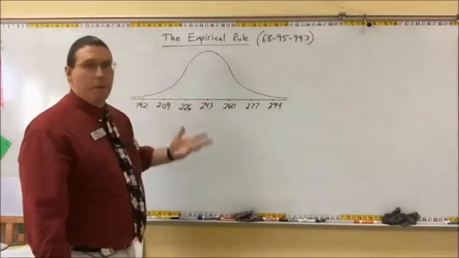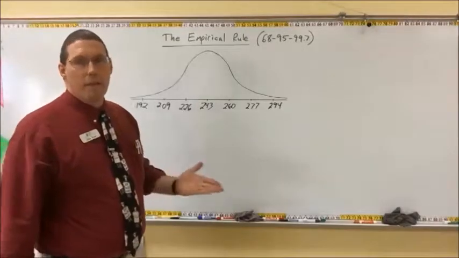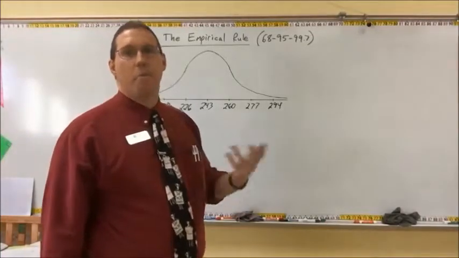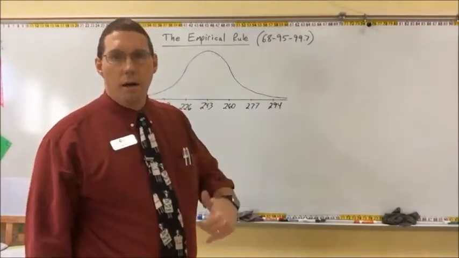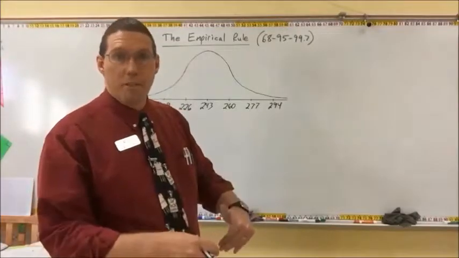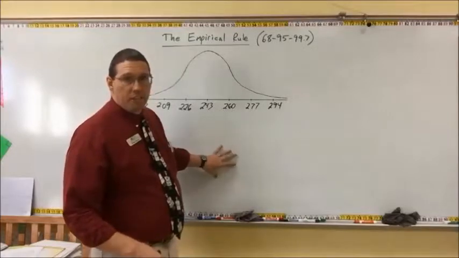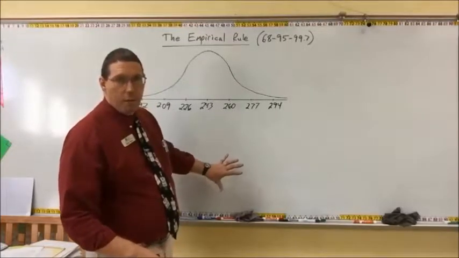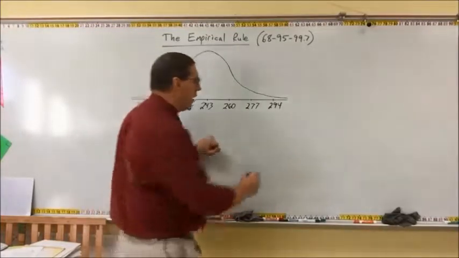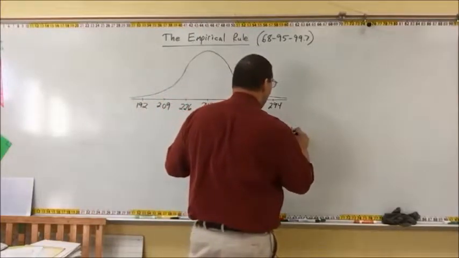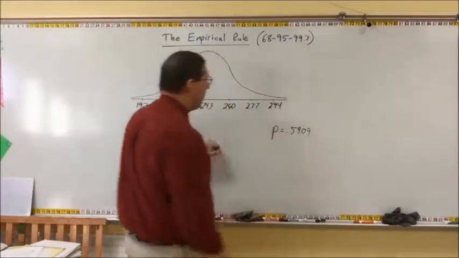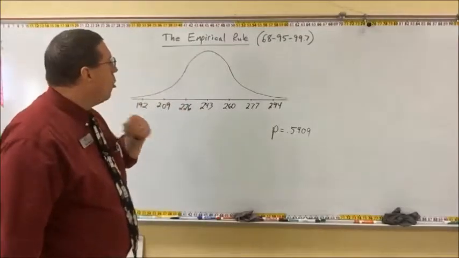So, here's what the empirical rule says. Remember how with the histogram we were identifying the proportion, the proportion of the frequency, and we would count up the blocks. And remember we counted up 13 blocks out of 22, and we came up with a p-value of 0.5909. Okay, so here's what we're going to do.